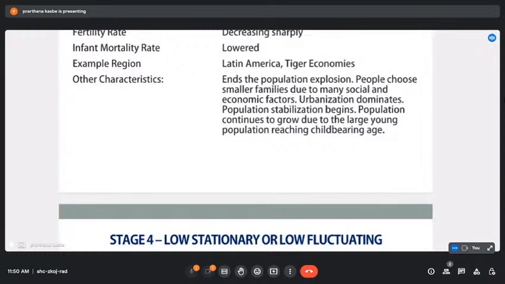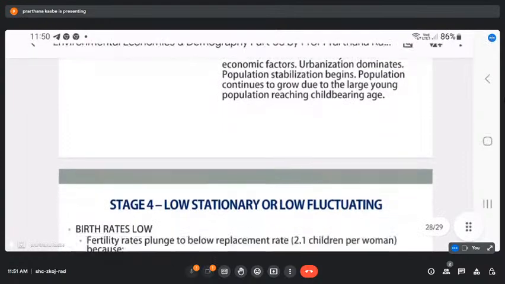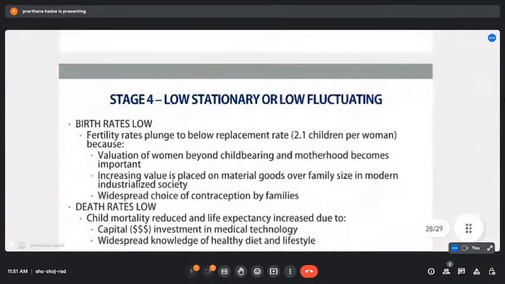People choose smaller families due to many social and economic factors. Urbanization dominates because the rural condition is not very good. Population stabilization begins. The population continues to grow due to the large young population reaching childbearing age. So this is the third stage of population.